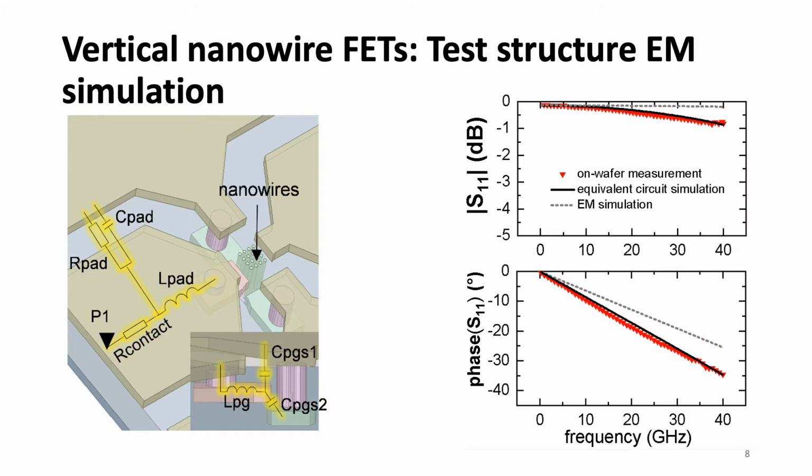In terms of test structure, the contribution of the interconnect parasitics to the nanoscale transistor is very important. In fact, as you can see in the 3D sketch, the RF pads, the vias, and the gate contacts appear to be over-dimensioned compared to the nanowires.